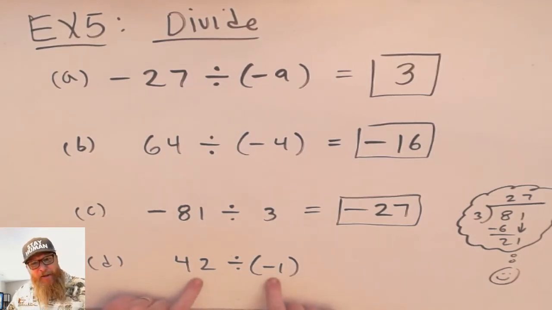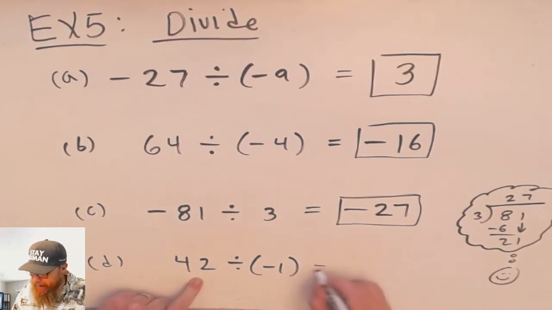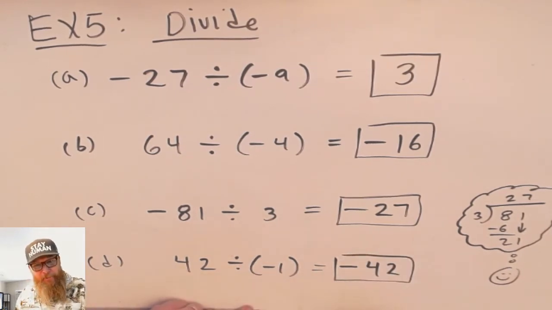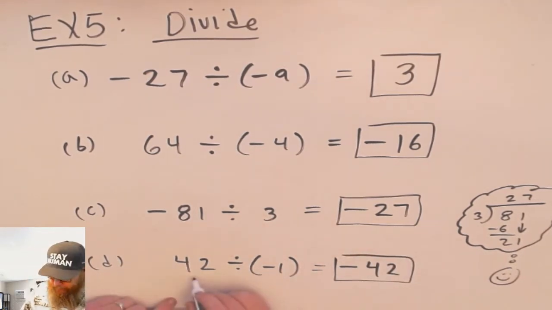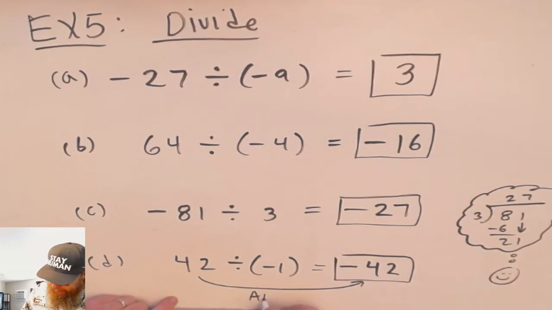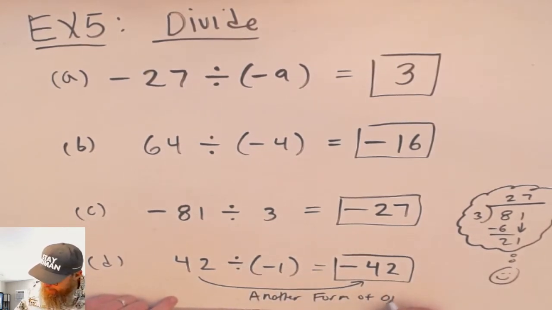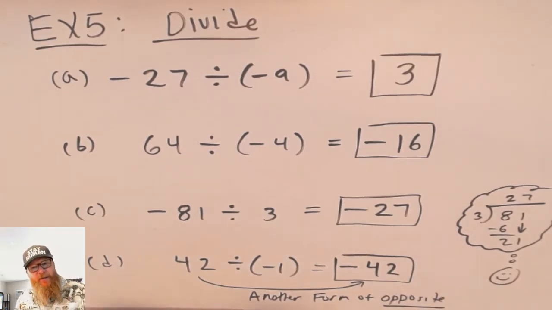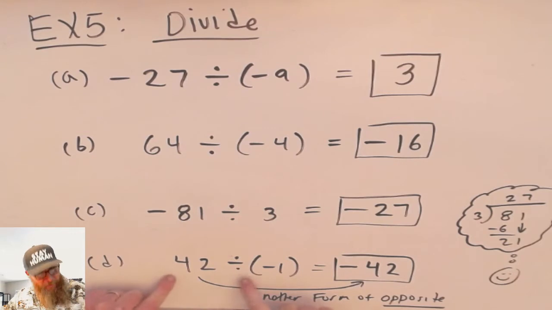All right, this one we're dividing by negative 1. So you don't actually have to divide because you're dividing by 1. It's just going to become the opposite. Oh, so here we go, another form of opposite. So if you divide by negative 1, you also get the opposite.